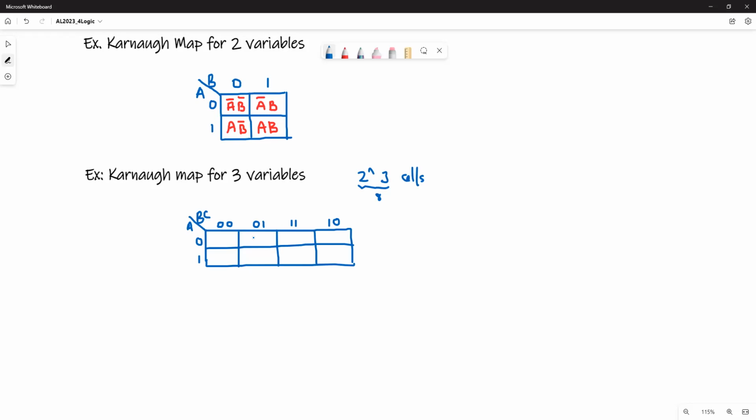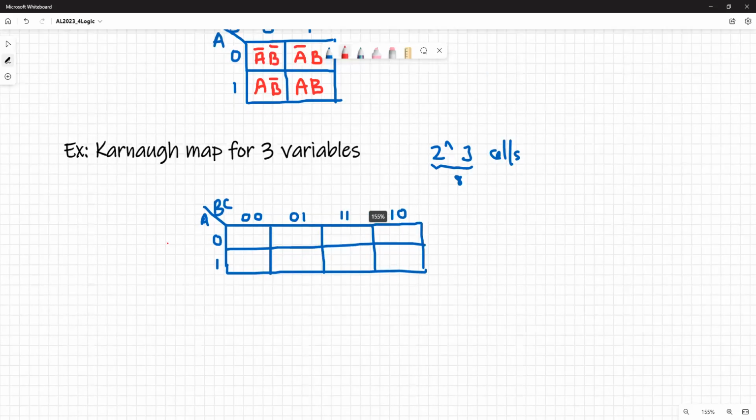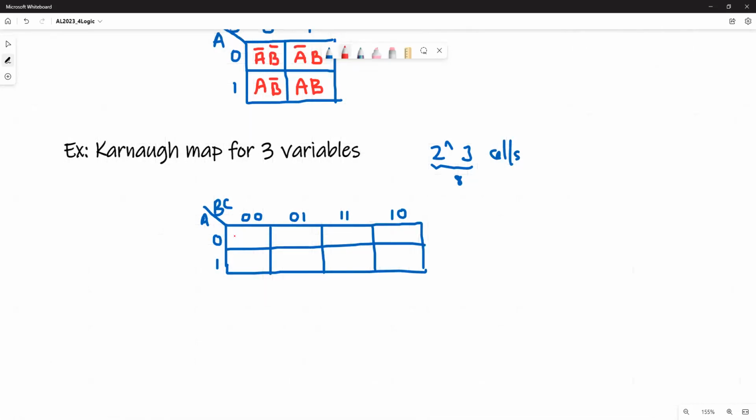So in adjacent cells, we have to have only 1 bit change, right? So that's why we have 0 0, 0 1, 1 1, and 1 0. Now let's look at what the variable combinations are, right? Now if you look at the variable combinations, here what we have is A bar, because it's A bar. And then this is B bar.